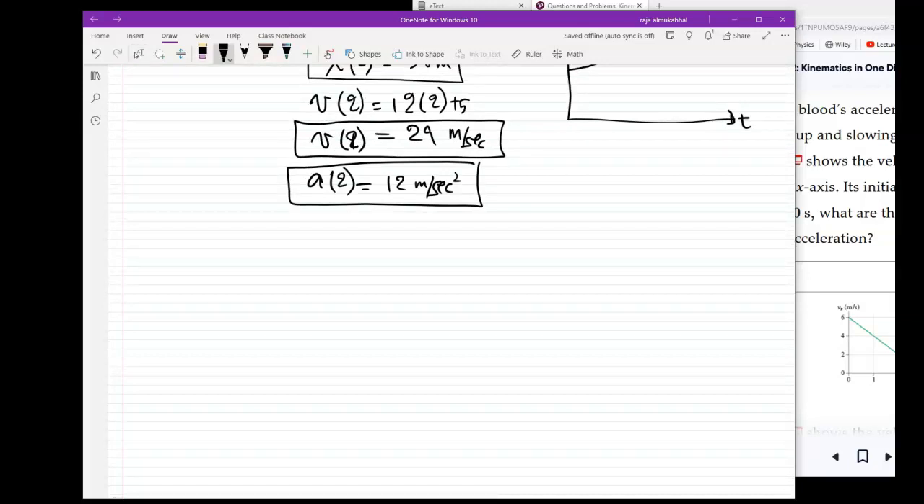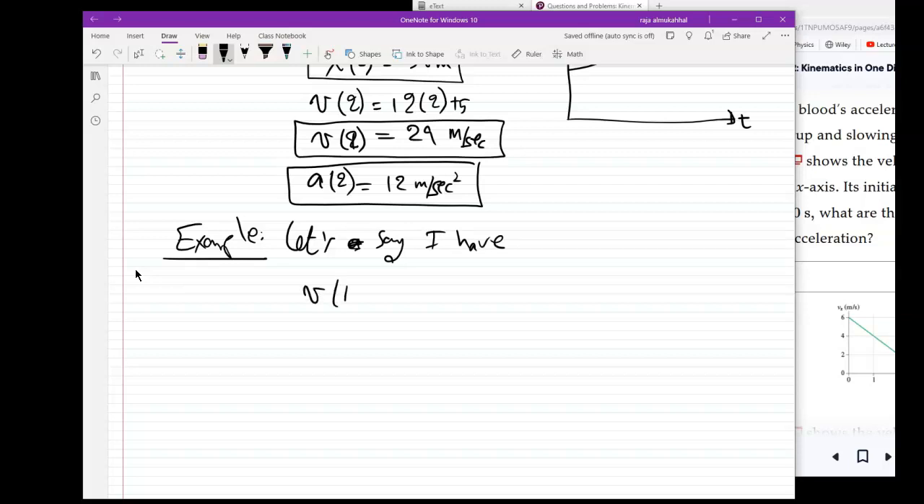Let me give you a quick example before I go back to this example right here. Let's say, just an example from my head, I have v of t equals 2t plus 4. This is my velocity function. I want to know what is the position function.